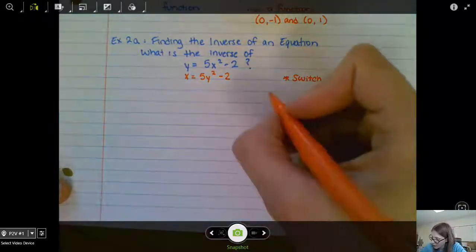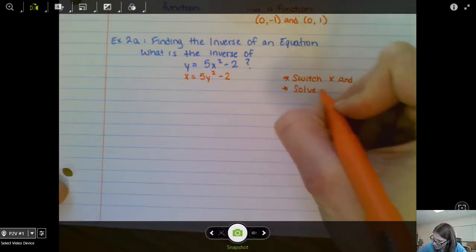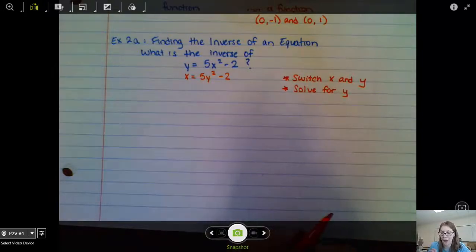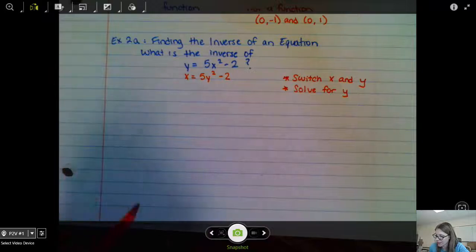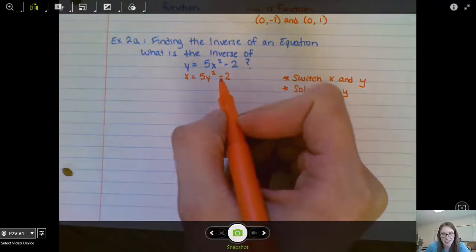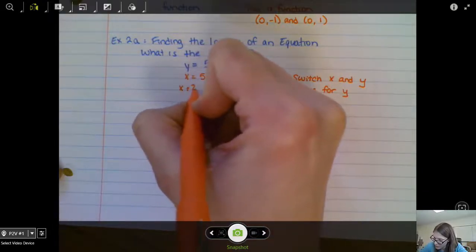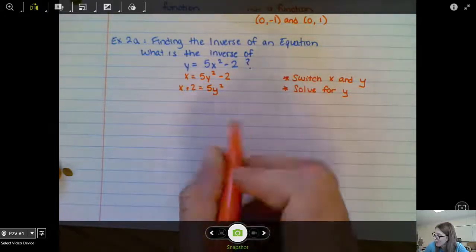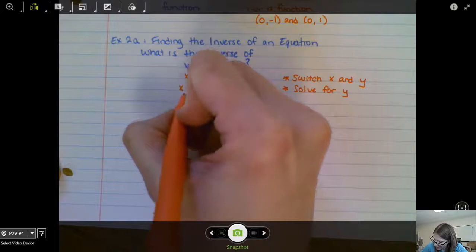After I switch my variables, I need to solve for y. I need to get the new y by itself. So to get this y by itself, that first thing that I'm going to do is get rid of this minus 2. I'm using inverses. The inverse of subtraction is adding. I add 2 to both sides. And then I need to get rid of this 5. So I will divide both sides by 5.